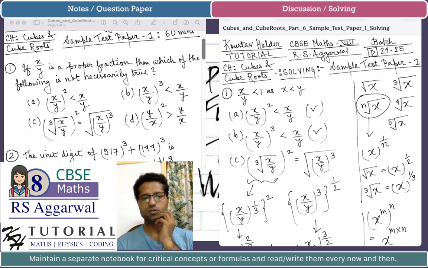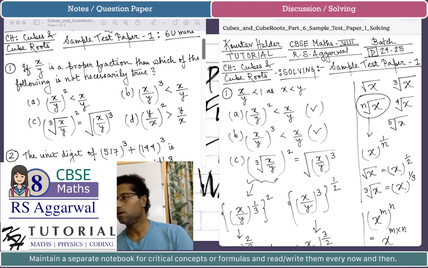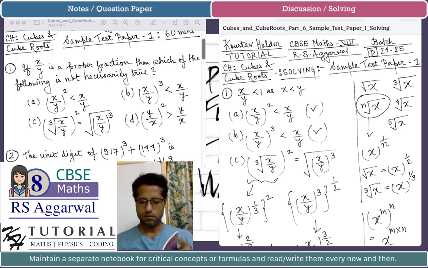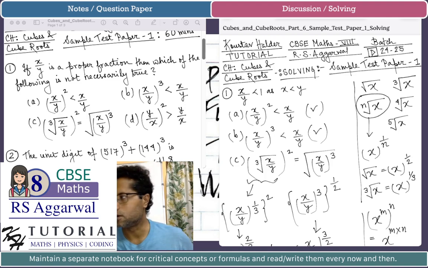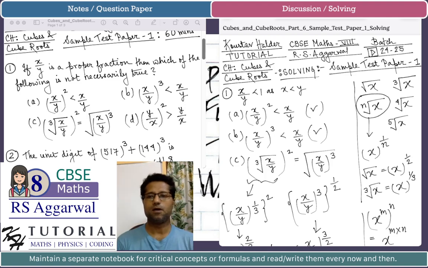And after the chapter on cubes and cube roots is complete, I think the next chapter is about exponents. Let me quickly check which is the next chapter. After cubes and cube roots, we have the chapter of playing with numbers. So we will start playing with numbers once I complete sample test paper number 2.